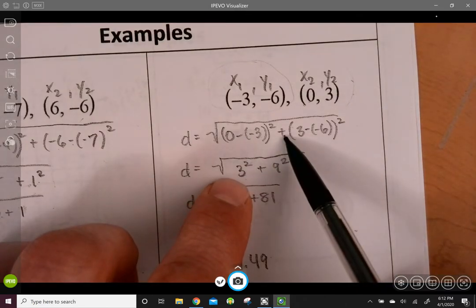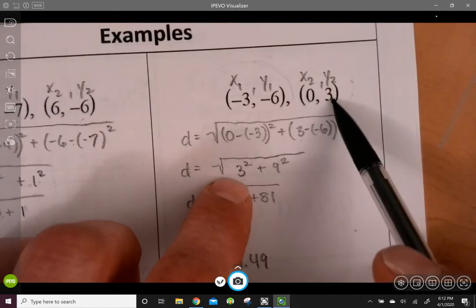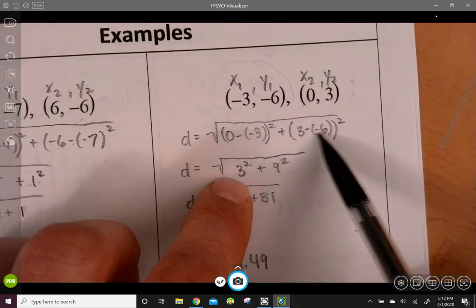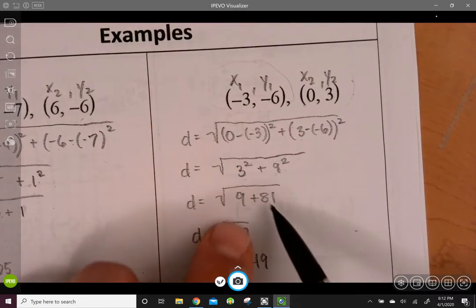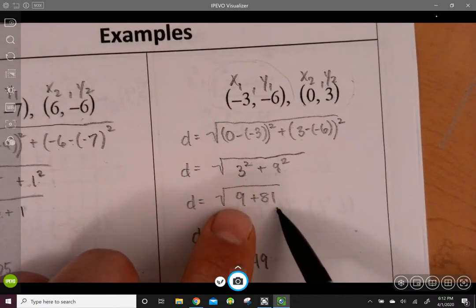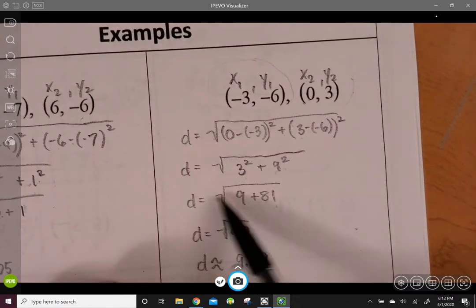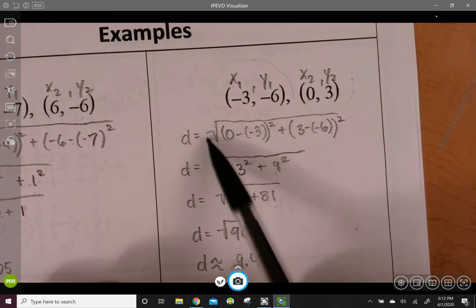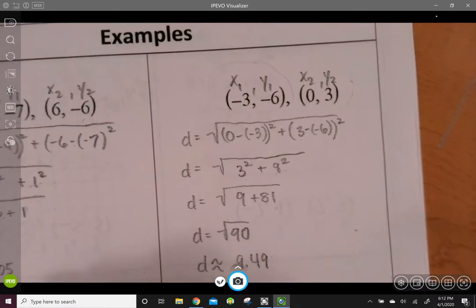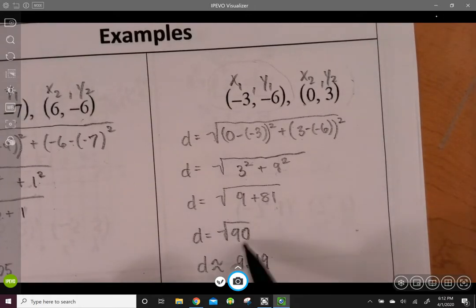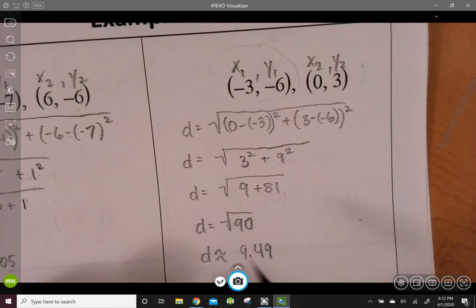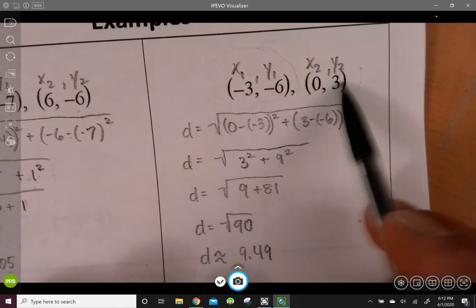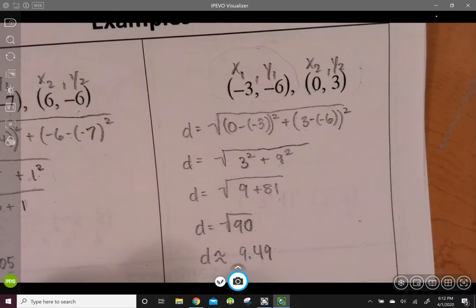And then we're adding to that 3 minus negative 6, and then we square that. So we have 3 squared plus 9 squared, which is 9 plus 81. And we're still going to find the square root of this whole thing. We're not changing any of that as we go until we perform the operations. So we're looking for the square root of 90, and that will be the distance between these two points, or the length of that line segment.